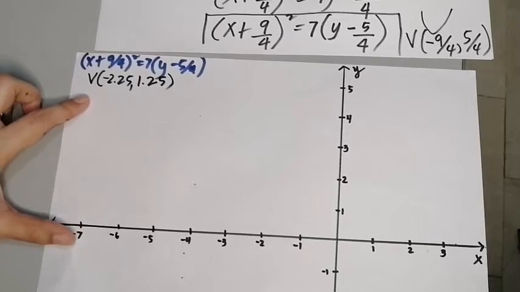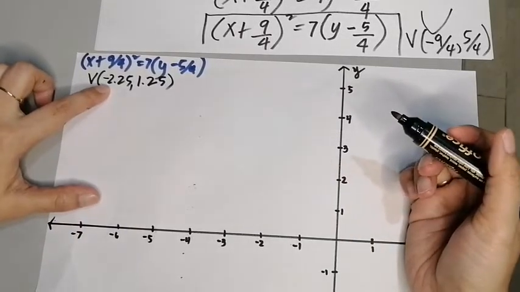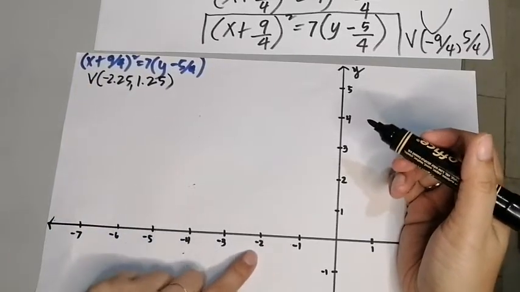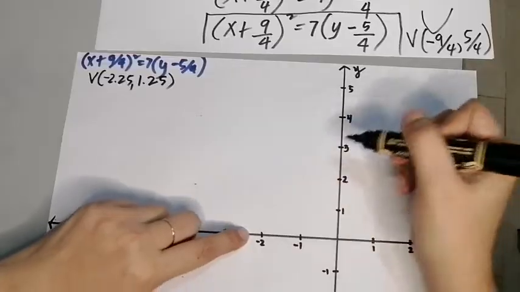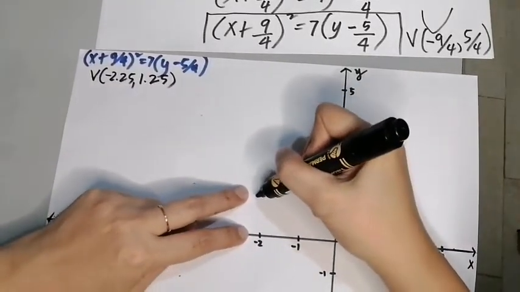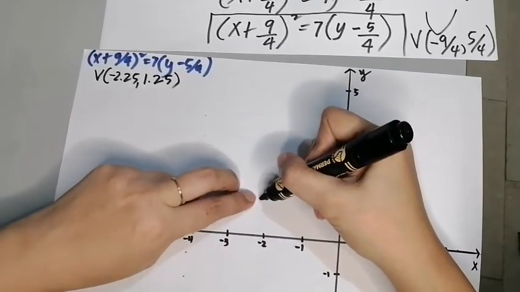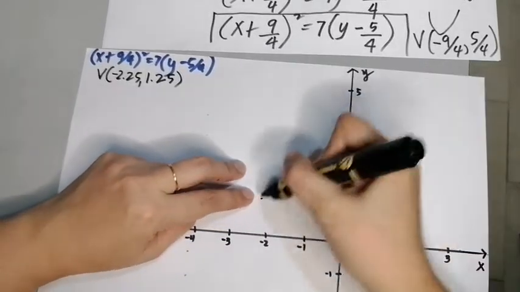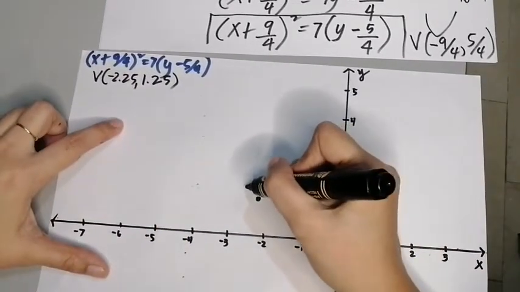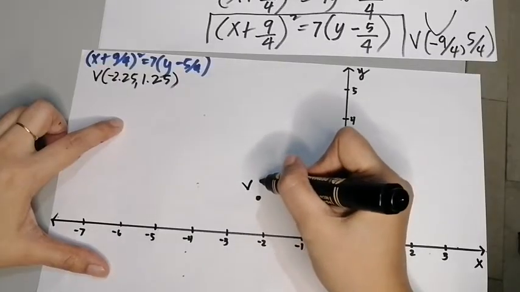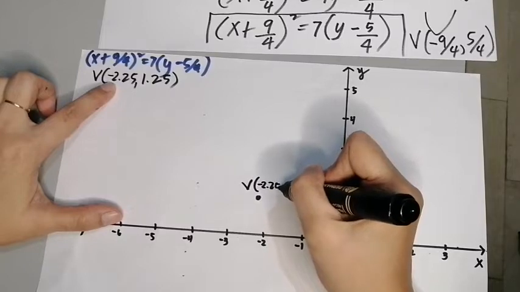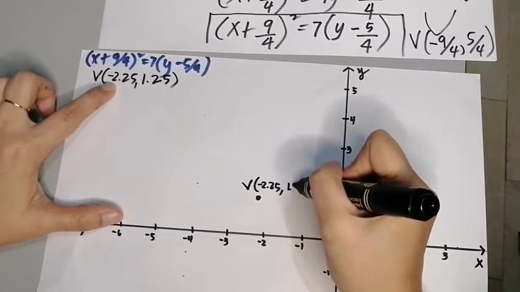And then, where is that? Negative 2.25, 1.25. That is in the second quadrant. Something here. And then 1.25. Can probably write it here. Okay, the vertex is at this point, negative 2.25 and 1.25.